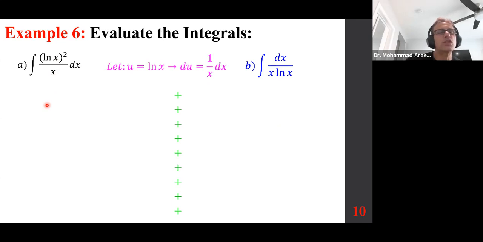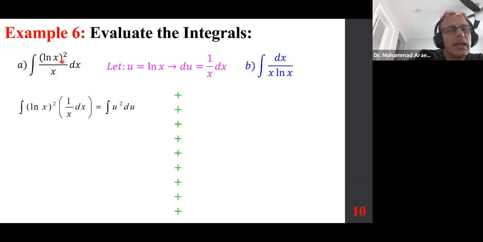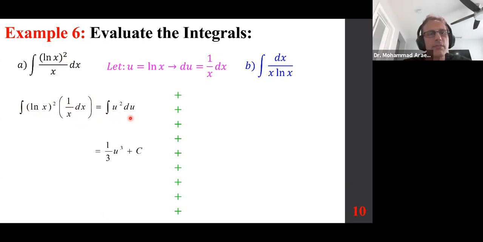Now, let's rewrite the first one so we can clearly see the different components. Take a look. We're going to write ln x to the second power, then 1 over x dx, and we put them next to each other. Therefore, this is u squared, and this whole thing is du. And now we also have a power rule here: 1/3 u cubed plus a constant. U is replaced by ln x.